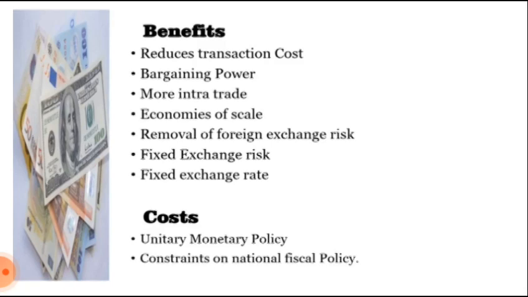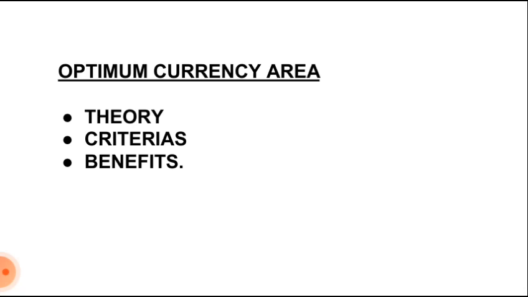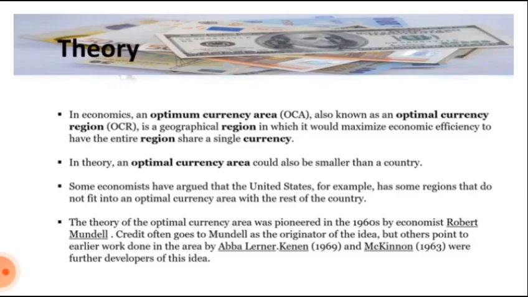So in total, today we discussed the optimal currency area in terms of theory, criteria, and benefits. An optimal currency area is a geographical region in which it would maximize economic efficiency to have an entire region share a single currency. This is the theory of the optimal currency area. We need to understand the theory, the criteria of the optimal currency area, and the benefits of adopting an optimal currency area.